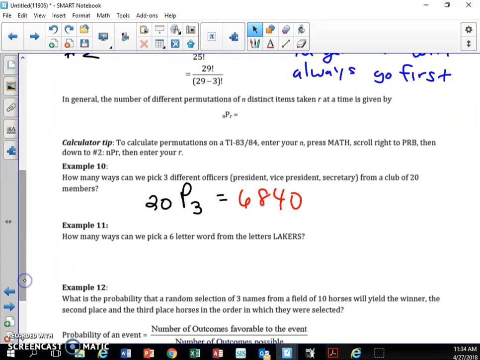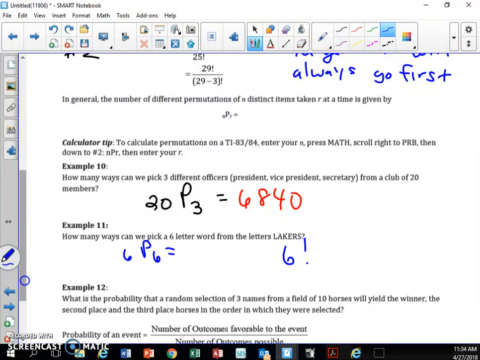So how many ways can I pick a 6-letter word from the letters in Lakers? Well, there are 6 letters, so that's 6 P 6, which anytime N and R are the same, it is the same as the factorial. So it's the same as 6 factorial, which is 720. So again, N and R are the same, you can just do the factorial.